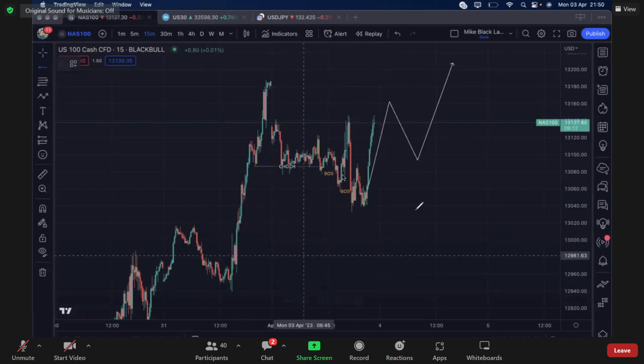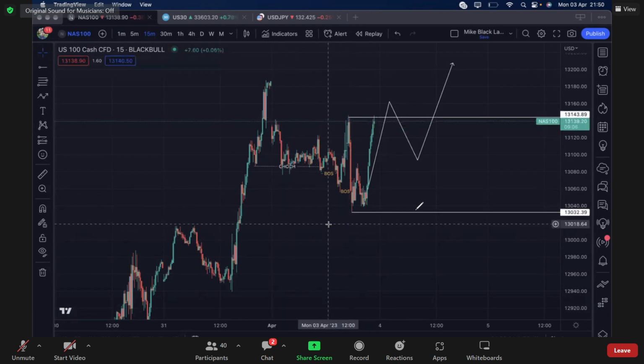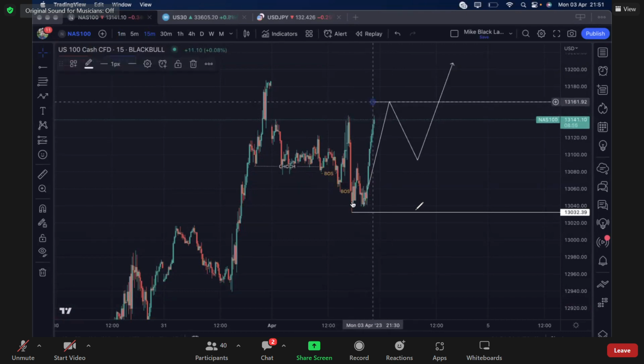Now, this is our trading range on the 15 minutes. If this does, however, get taken out, we have a change of character again. Then what do we do?